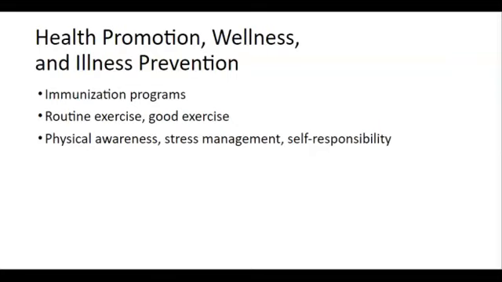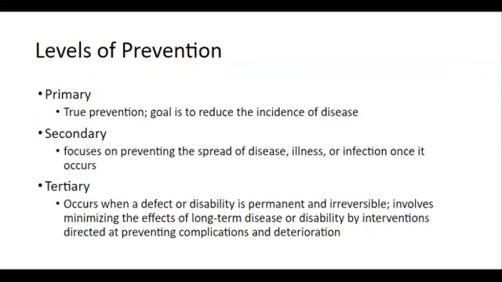We want to prevent those illnesses. We want to become better as individuals. We want to become more healthy as a society, and we need to become more healthy as a country. So you're going to need to know the 3 levels of prevention: primary, secondary, and tertiary.